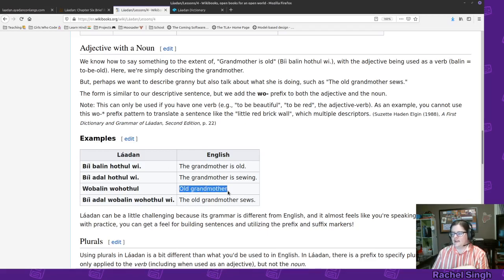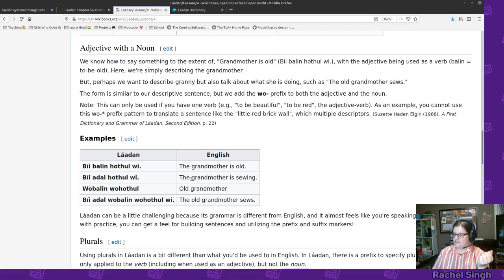So if you wanted to actually say old grandmother, you would have to add the prefix wo to both the verb, the content, and the function. So wo balin, wo hothul. Sorry, I'm accenting those even though they shouldn't be. It's really hard to speak like accented lists. Wo balin, wo hothul. That would be old grandmother, not just the grandmother is old.